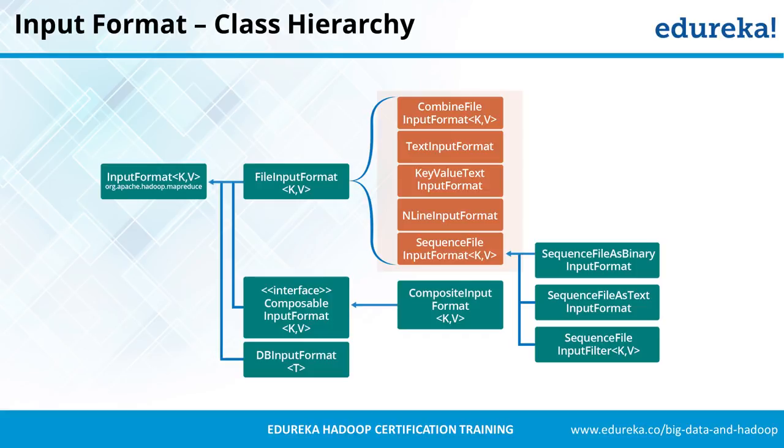Sequence file input format is something which takes sequence files as an input. N-line input format takes n number of lines as an input altogether. Text input format takes one singular line which is in text form, right? Similarly, we have composable input format which can be used, and then finally a DB input format. So guys, please don't worry about this right now. I'm going to take up certain examples in which I'll be using one of these input formats, which will give you a better perspective on how to use them.